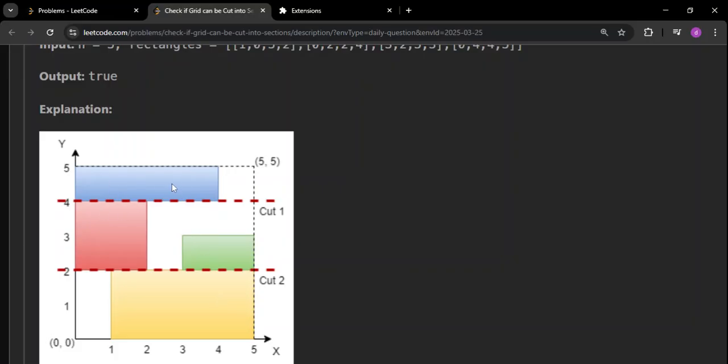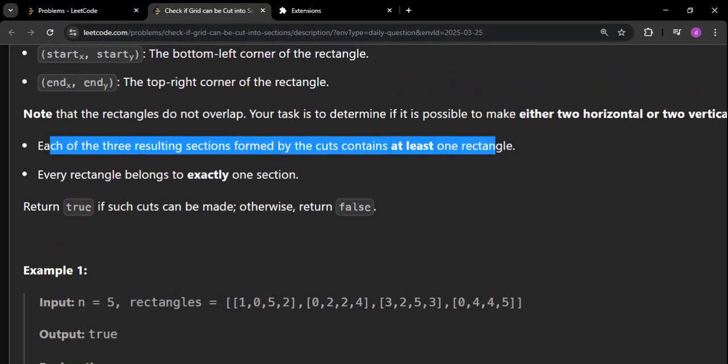See, in the first portion, there is a blue color rectangle. In the second portion, a red and a green color rectangle. In the third portion, a yellow color rectangle. So that means in all three portions, there is at least one rectangle. Okay, that is the first condition.